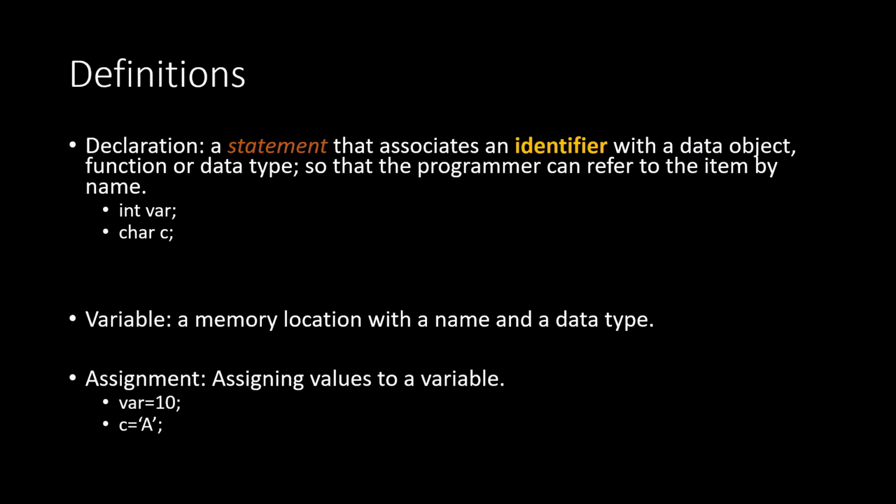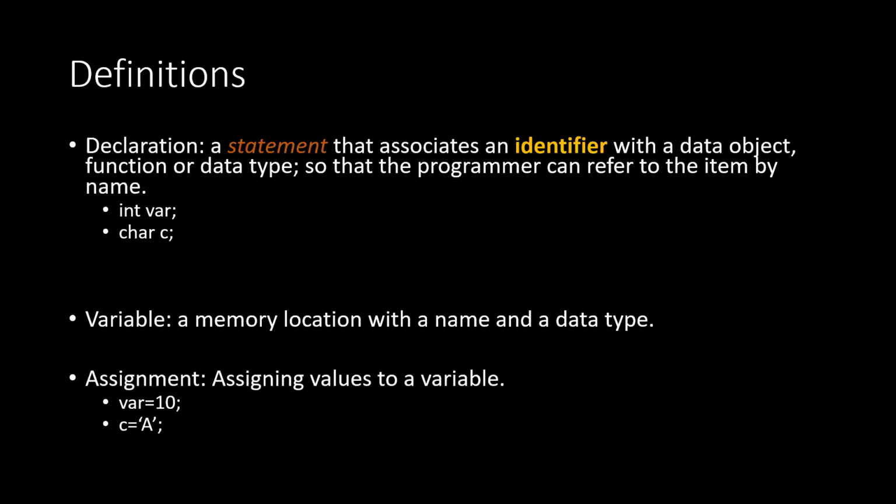Let me repeat that once again. We do that only once in our program. And now once the variable is declared, you can use it anywhere in your program as many times as you want. You can store values into the variable. You can replace the values that are already there, anything that you want. But this declaration happens only once.